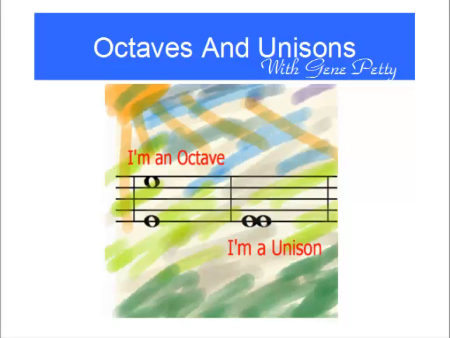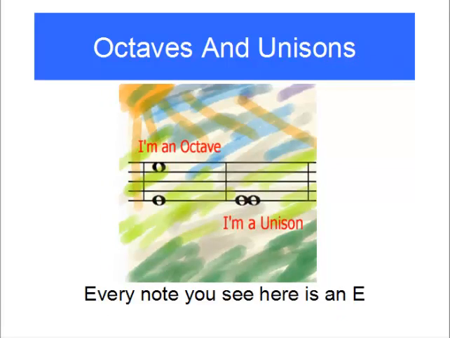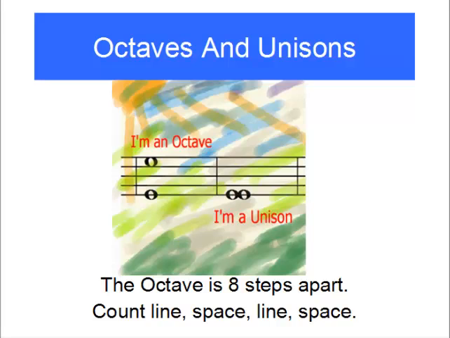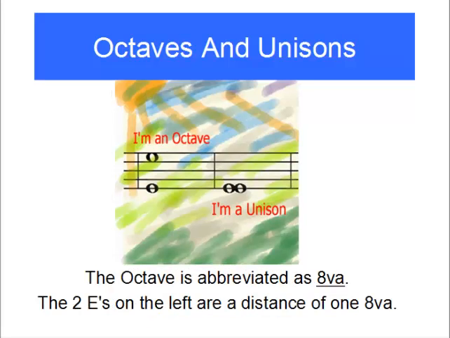As you see, there's a picture of an octave and a unison right next to each other. Every note you see here is an E. The octave is 8 steps apart from each other. The way you find that out is you count the line, no more, 1, the space, a 2, the next line up, 3, 4, 5, 6, till you come to 8. And the octave is abbreviated 8VA.